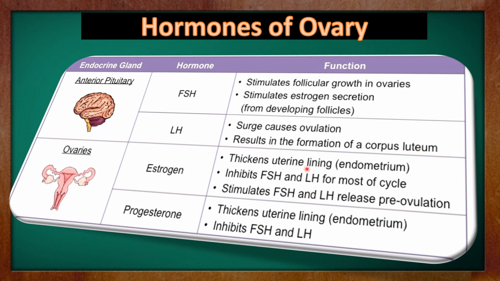Okay, for the ovaries, we have estrogen. It thickens the uterine lining, or the endometrium, and inhibits FSH, or follicle stimulating hormone, and LH, or luteinizing hormone, for most of the cycle. Then it stimulates FSH and LH release pre-ovulation. Then progesterone thickens the uterine lining, or the endometrium, and inhibits FSH and LH.